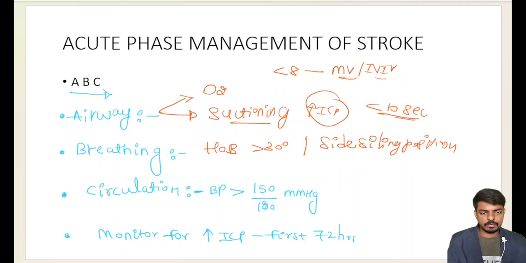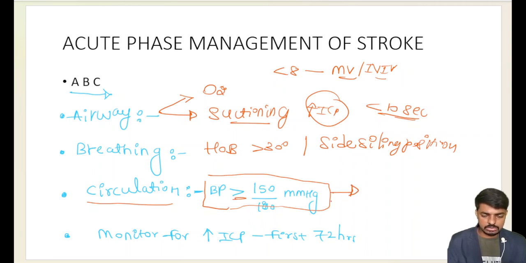Okay, and we will maintain the circulation properly by maintaining the blood pressure in the acute phase, that is, more than or equal to 150 by 100. Because if the blood pressure goes less than this, the cerebral blood supply will decrease, because there is already a deficit in the stroke. So it is very important to maintain the blood pressure at 150 by 100 in order to maintain the cerebral perfusion pressure. Cerebral perfusion pressure, very important one.